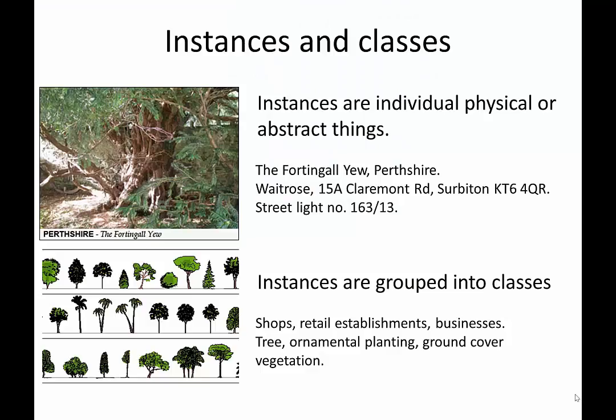All right, so we can divide the world into classes of things and instances of things. I don't know which is the best way to go around that. So in object-oriented parlance, in the object-oriented model, we think about instances which are individual physical or abstract things.